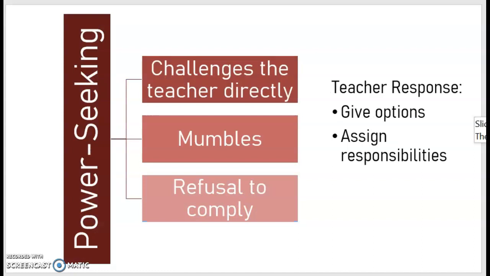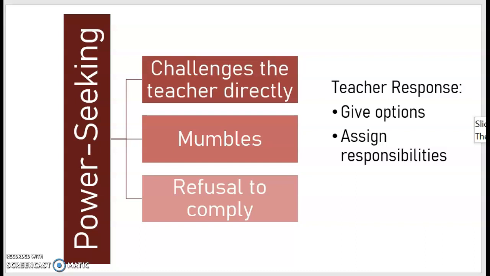The next type of behavior is the power-seeking behavior. This is where the student might feel disempowered outside of school, and so when they arrive at school, they want to feel some sense of control or power over their lives. The characteristics include directly challenging the teacher, mumbling, complaining when they don't want to do things, a refusal to comply, a lot of sass or sarcasm from the student.